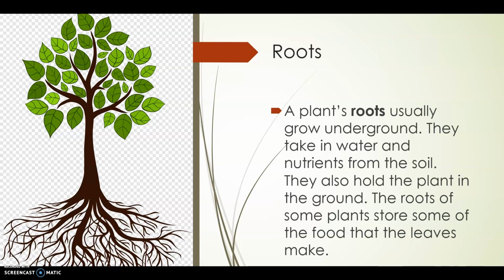A plant's roots usually grow underground. They take in water and nutrients from the soil. They also hold the plant in the ground. The roots of some plants store some of the food that the leaves make.